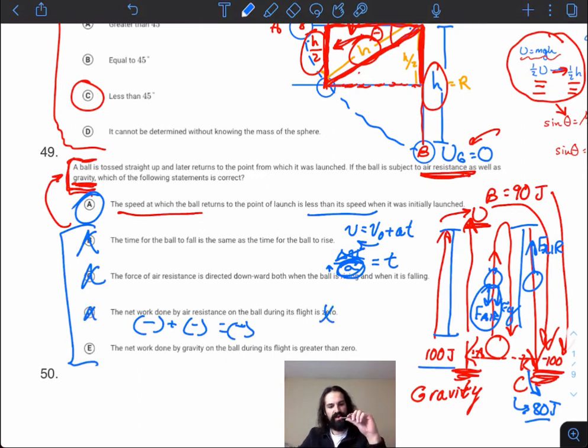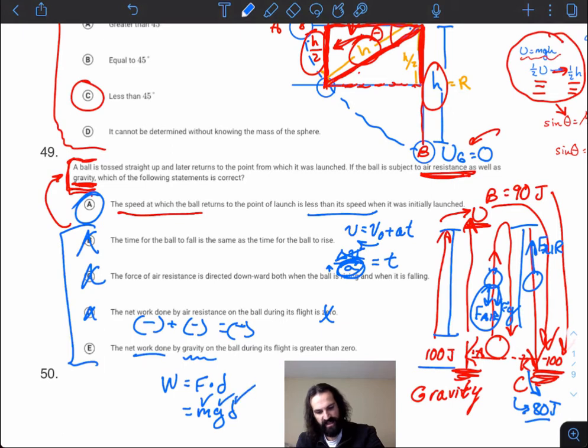So D is out. E, the net work done by gravity on the ball during the flight is greater than zero. Work done by gravity. Well, in that case, I'm going to go with the work equation, force times distance. Well, the force is mg, same mass ball, same gravity, and same distance up as it is on the way down. And gravity removes joules of energy on the way up, and it adds joules of kinetic energy on the way down. So in that case, you would have to assume that Earth is not a part of the system, it's an outside force because it is doing work. If something's doing work, it's not a part of the system. So I hope that helps for that one.